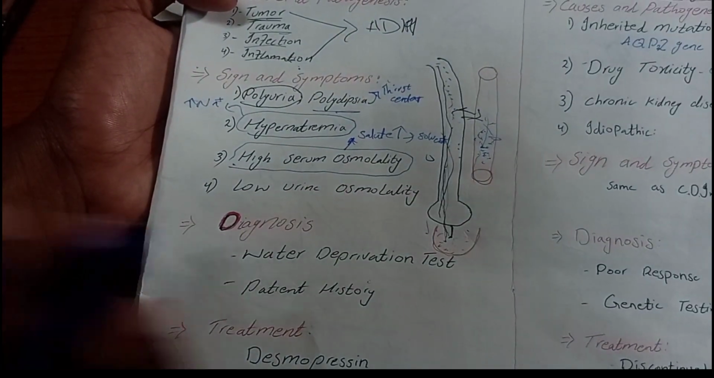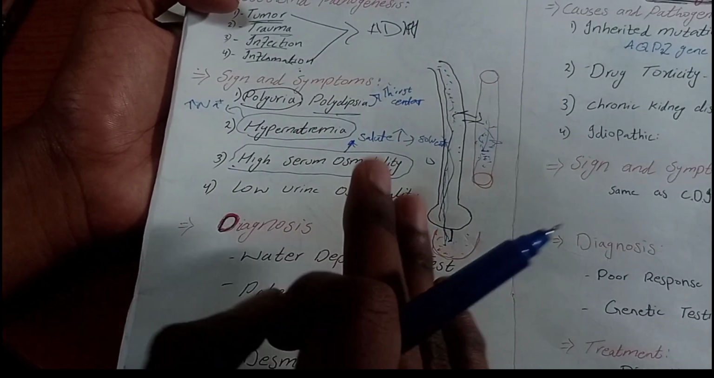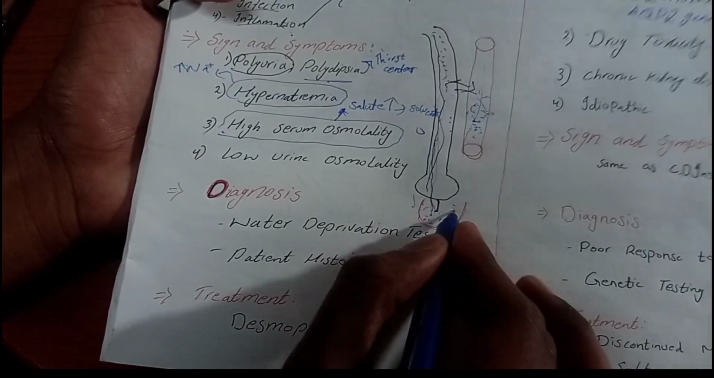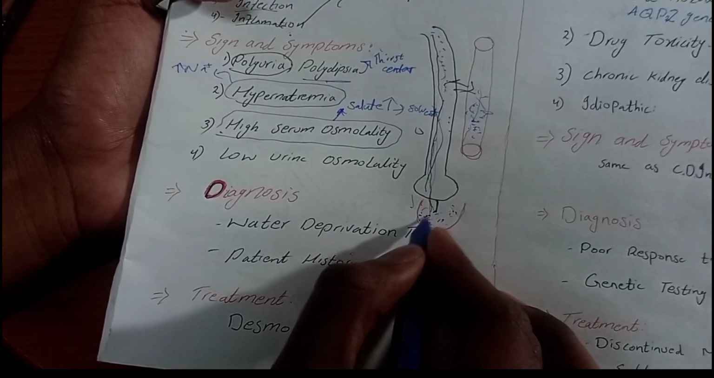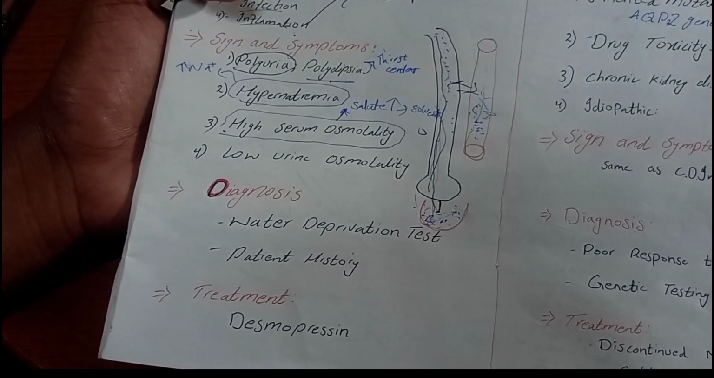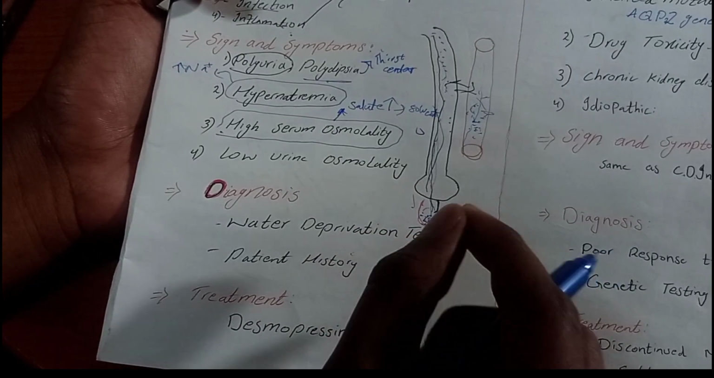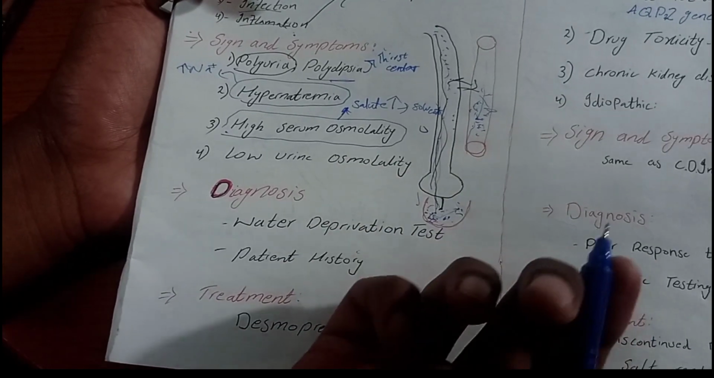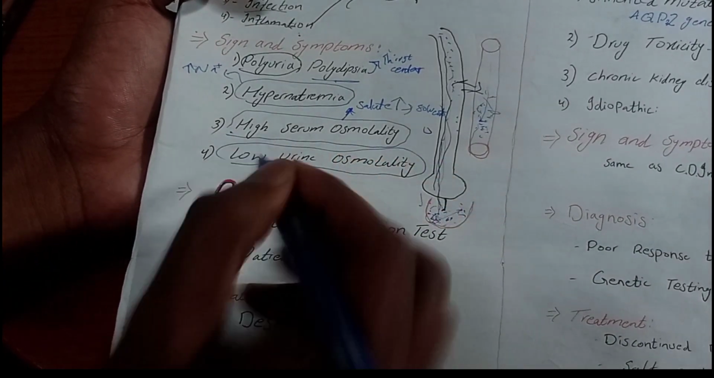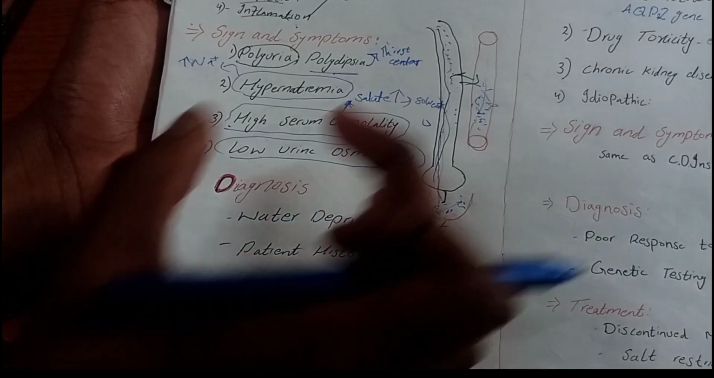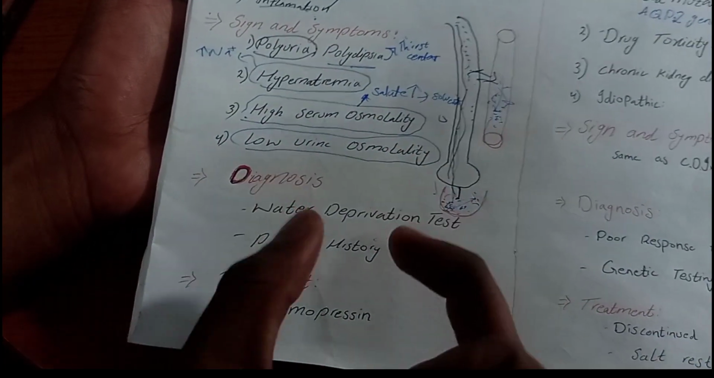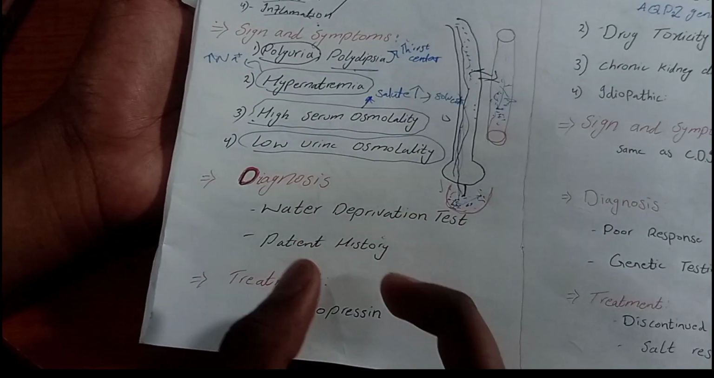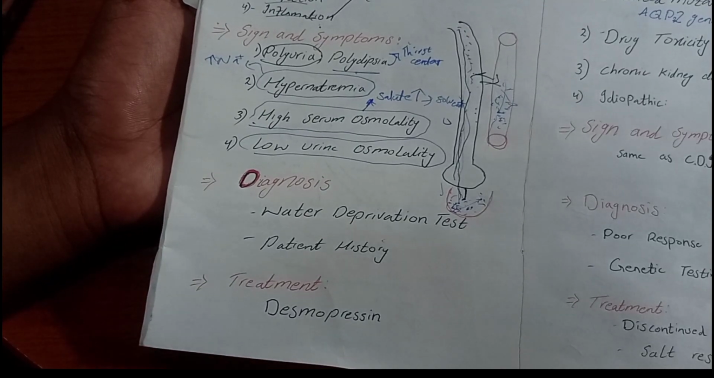Osmolality means the amount of solute in the solvent. Let's see here. Urine contains a large amount of water, so the amount of solute in our urine starts decreasing. If the amount of solute decreases, this we call low urine osmolality. These are the most common symptoms which appear in both central diabetes insipidus and nephrogenic diabetes insipidus patients. These are the most common symptoms.